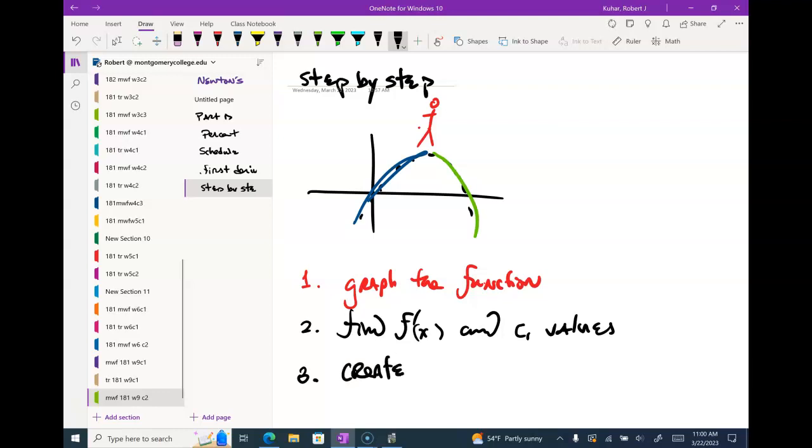Create a sign table. Do you remember sign tables in pre-cal? Do you remember how horrible they were? You had to put all the factors along the side, critical values in the columns, and then do test values to find out if the function was positive or negative. You remember that? It was hell. I hated it. So I've got a much simpler sign table now that you've graduated to calc. So we're going to create this sign table as a number line.